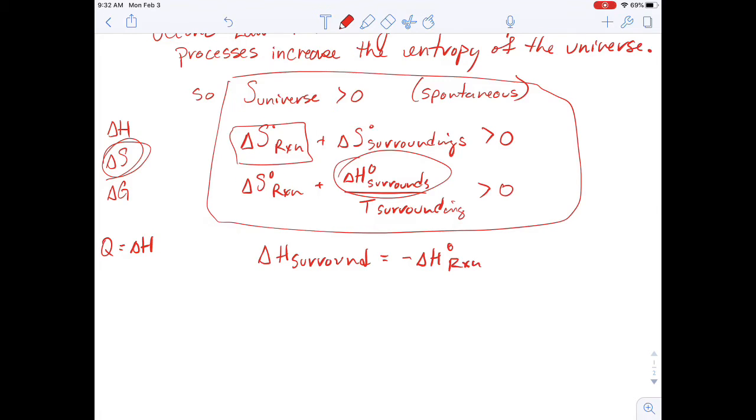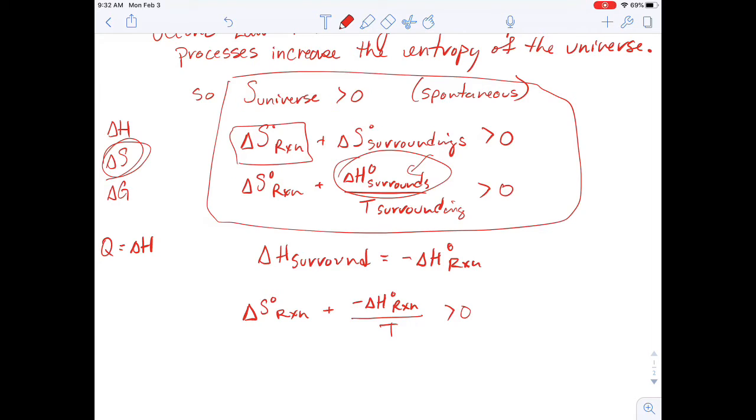So we can put that concept here, and instead of worrying about both the reaction and the surroundings, we can make this all about the reaction. So the change in entropy of the reaction plus the negative change in enthalpy of the reaction, now instead of it being the surroundings, it's the reaction, divided by T. If that's greater than 0, the reaction is spontaneous.